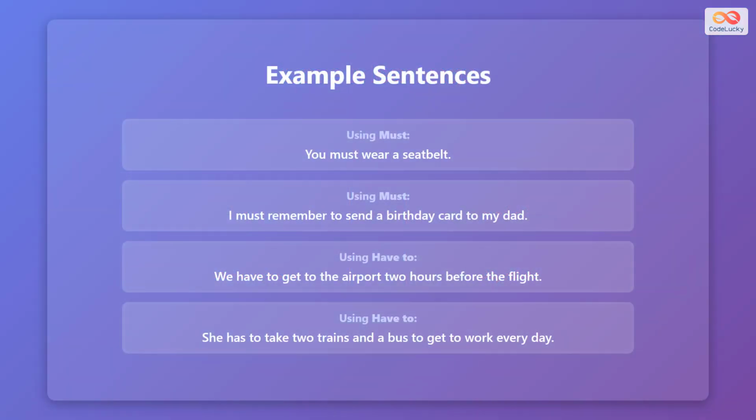For example, you say, "You must wear a seatbelt" when you feel it is very important. Or, "I must remember to send a birthday card" when it is your own decision. Use have to for external rules like, "We have to get to the airport early," or "She has to take a bus to work every day."